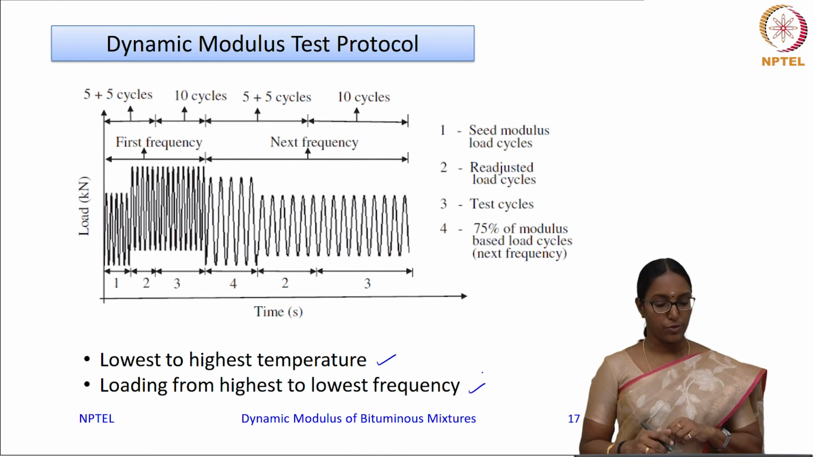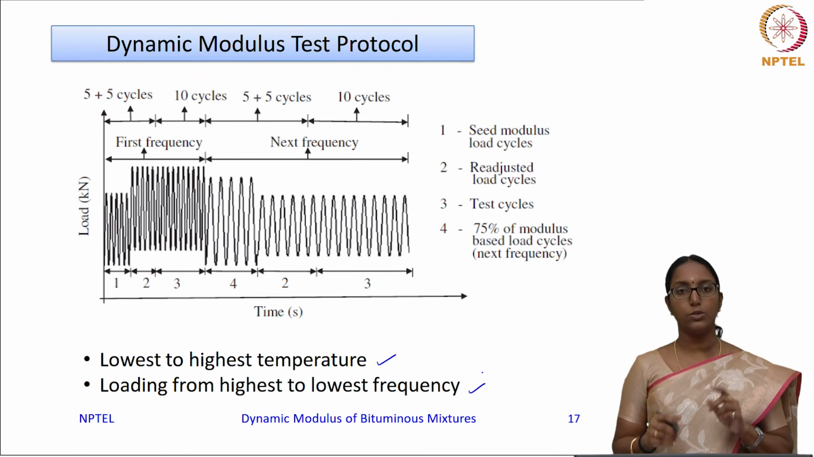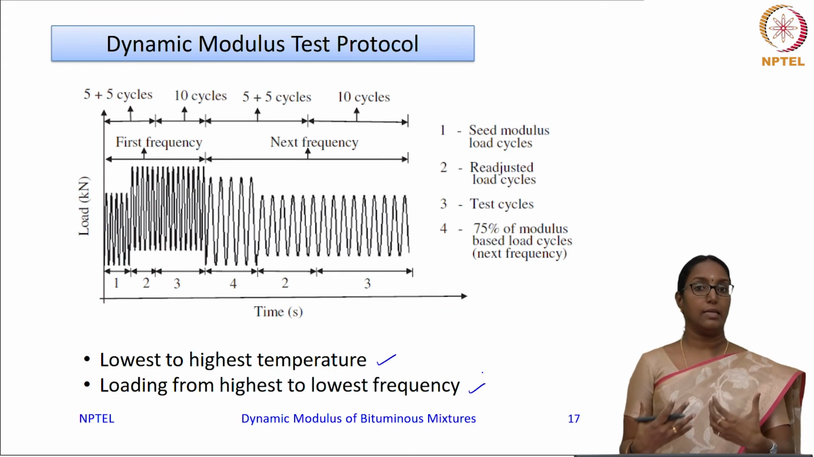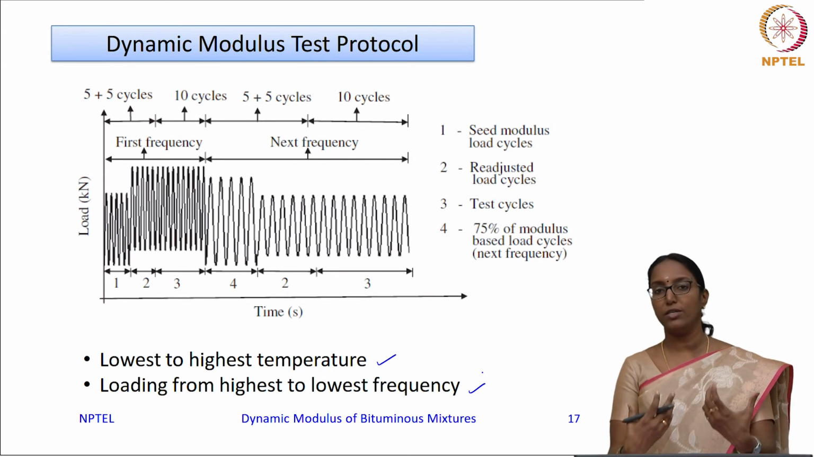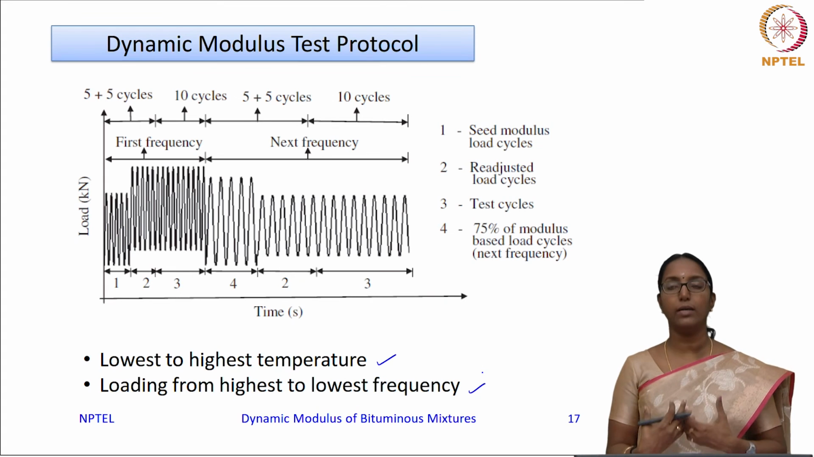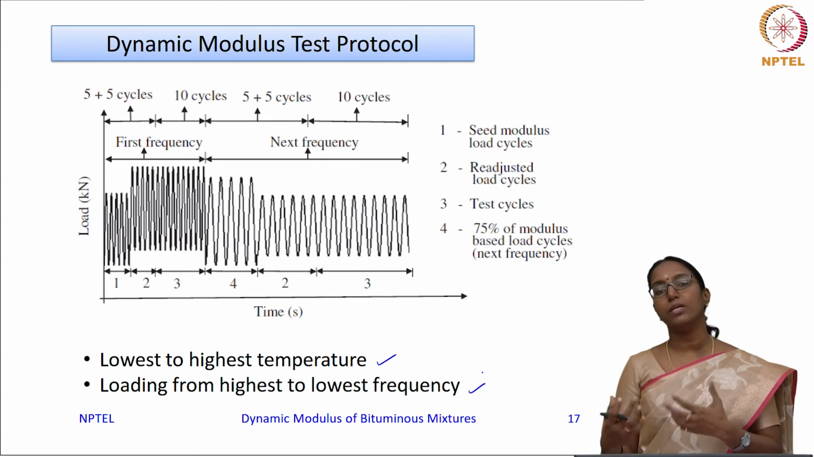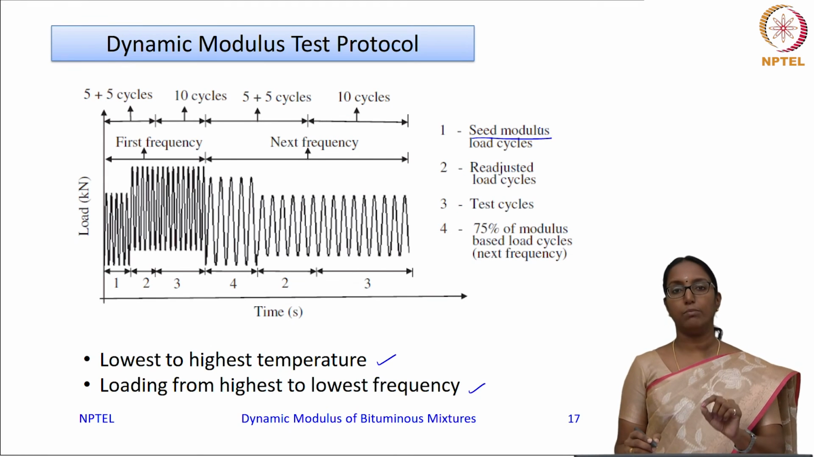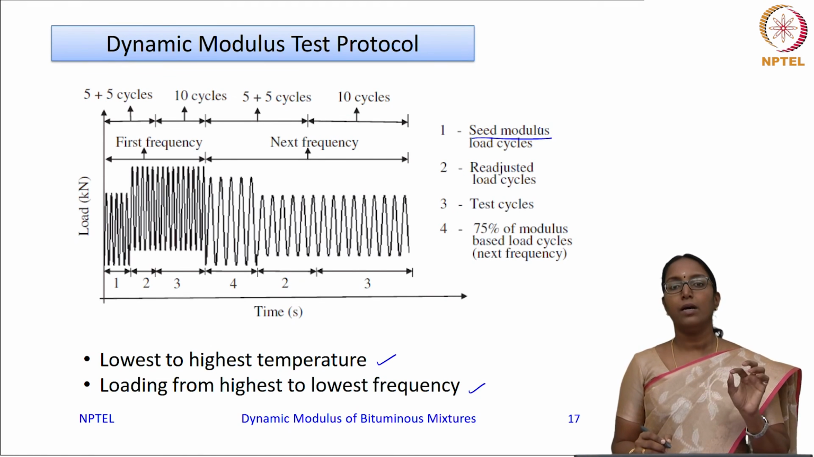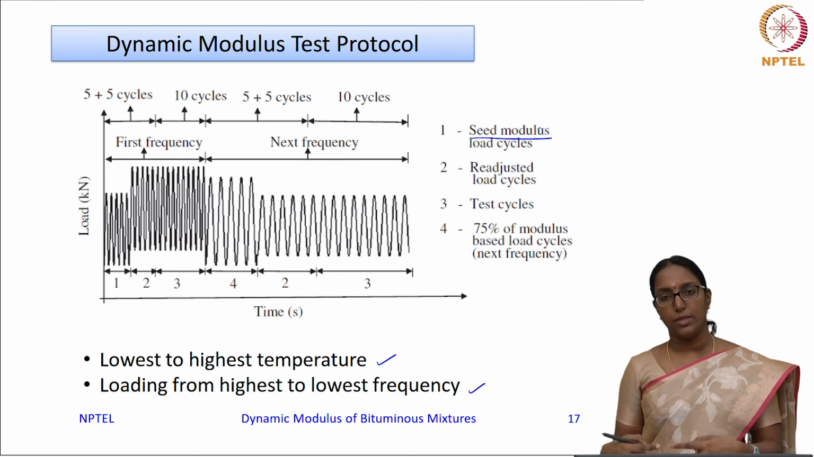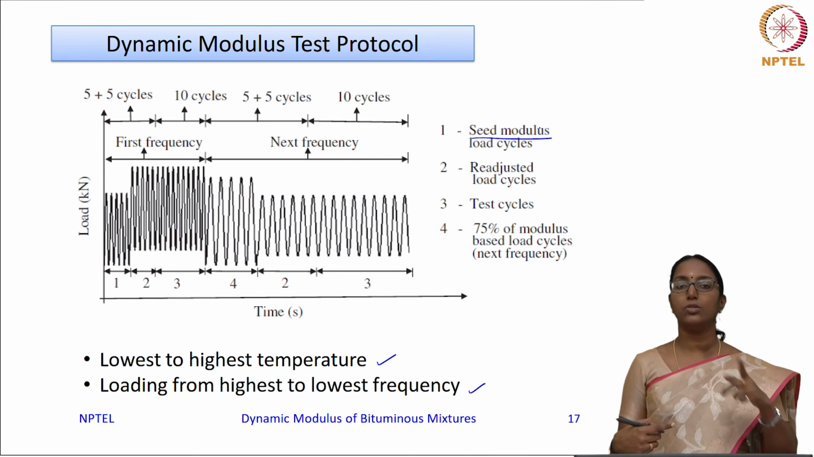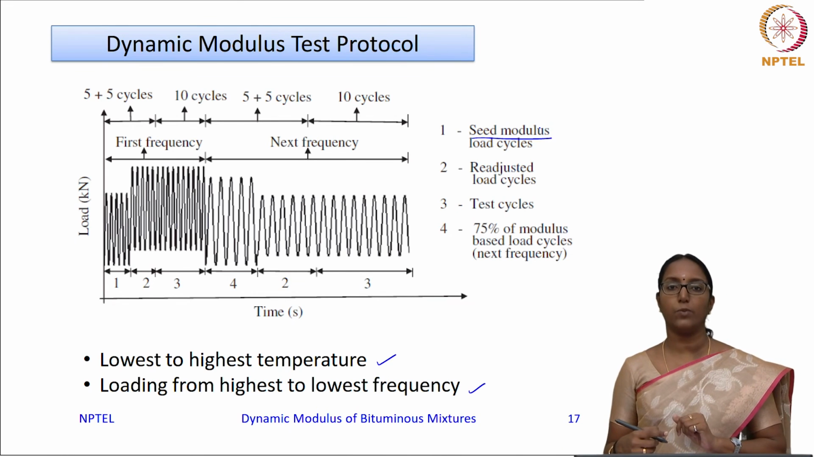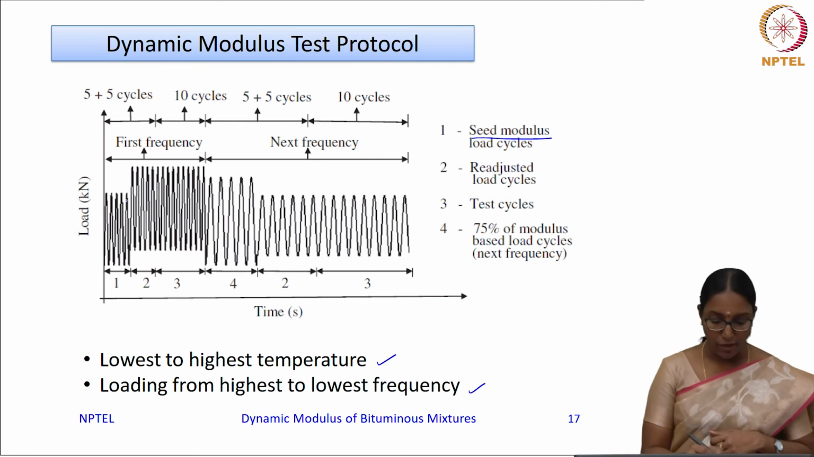So, in the test procedure, say we start with 25 Hz. First of all you have to provide a seed modulus, because the instrument doesn't know what the modulus of that particular specimen is and what stress level should be applied. So, first you input a seed modulus. It will calculate how much stress should be applied so that the strain is within 75 to 125 microstrain, and this is the corresponding modulus. That stress level will be applied first.